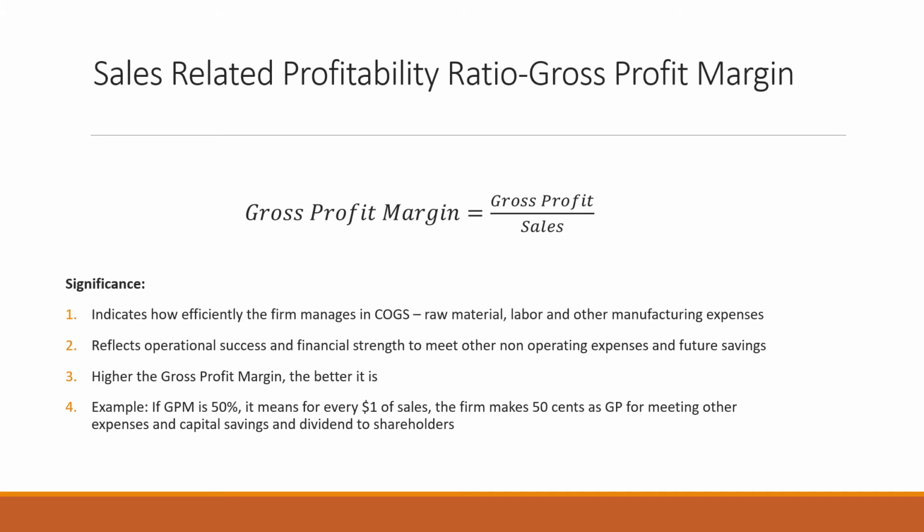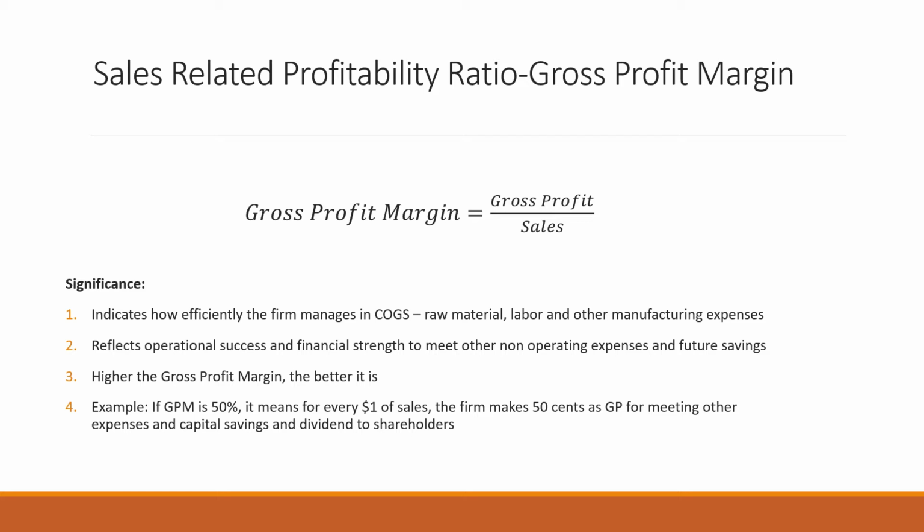The first one is gross profit margin. Gross profit margin is the ratio of gross profit earned by the firm in a year divided by sales of that year. It's multiplied by 100 to give the percentage. Gross profit margin indicates how efficiently the firm manages its COGS, that is, cost of goods sold, which includes raw material, labor, and other manufacturing expenses.